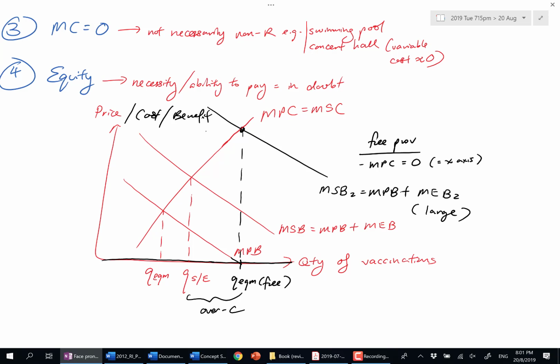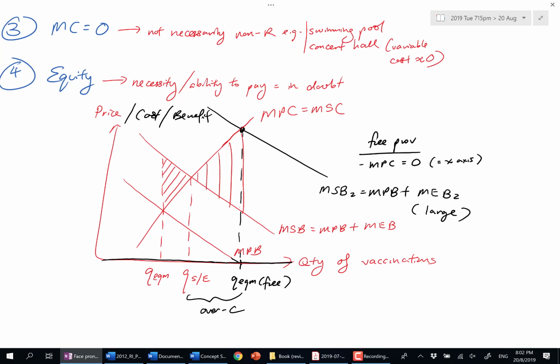Yeah, so let's say I look at the red one, ignore the black MSB. But if I show you the red one, original deadweight loss before the government comes in is here, agree? If you make it free, there's overconsumption, the deadweight loss is bigger. What do we call this? Government failure, very good, yes. But now I show you another case. If my MEB was really large, such that it's that black line here, then free provision is justified, free provision is necessary.